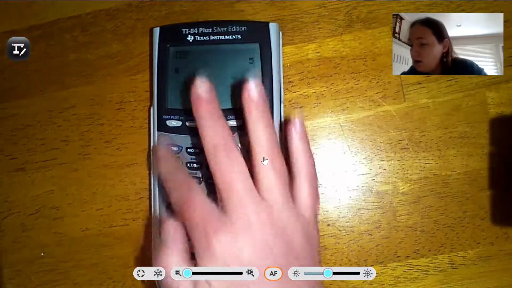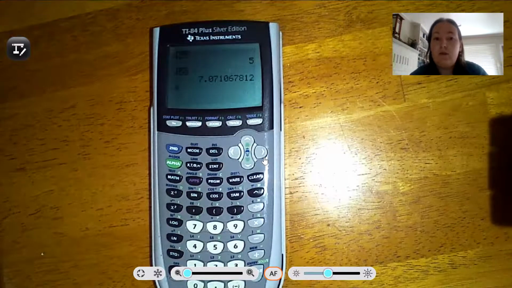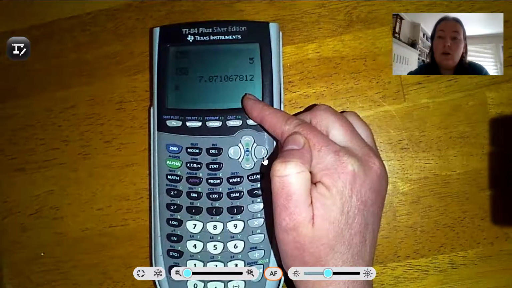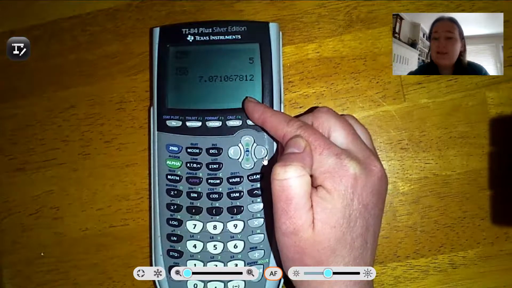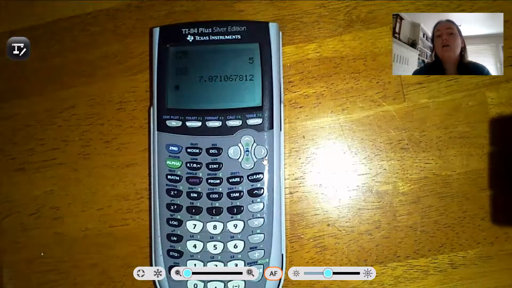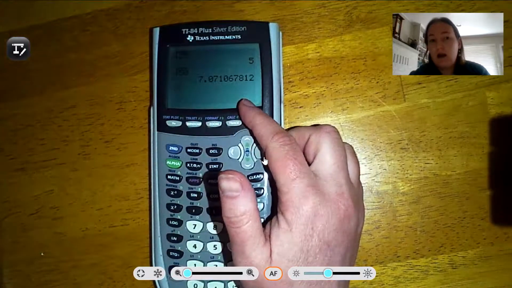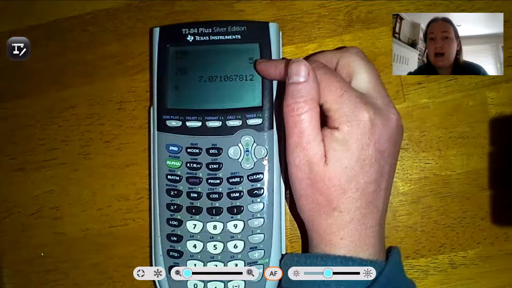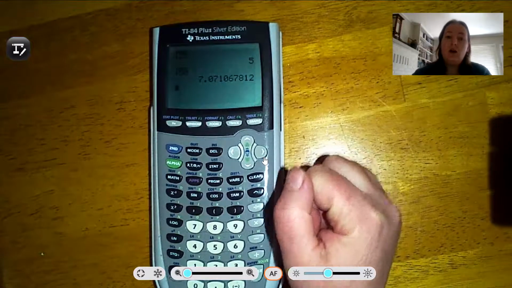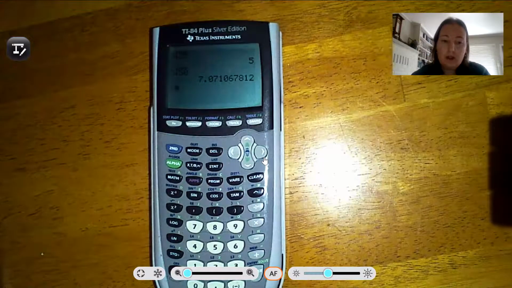If I do the square root of 50, it's going to give me the decimal approximation. We'll learn later in this course how to simplify root 50 so it's still exact. And so whenever you see this, this isn't the answer I'm going to want. This is fine because it isn't exact. This is an approximation.